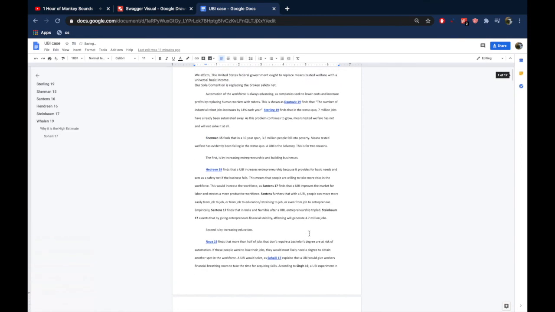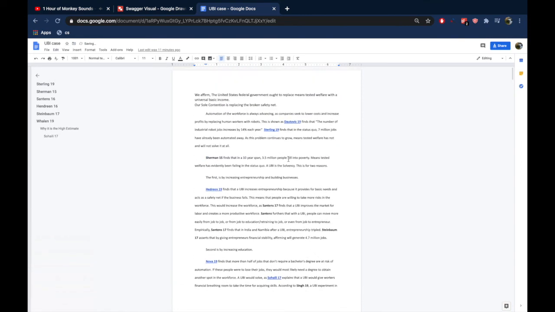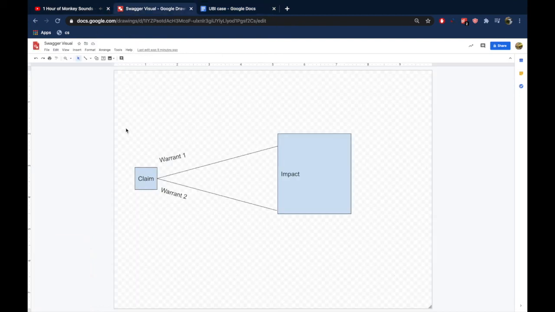And yeah, in order to help y'all visualize what a case structure would break down to in round, we prepared a visual. So it's not very good, but you could see how the claim and the impact are connected by the warrants. And if, say, your opponent were to take out your first warrant, then you still have your second warrant to go for. So technically you have 2 paths to the ballot in this case.